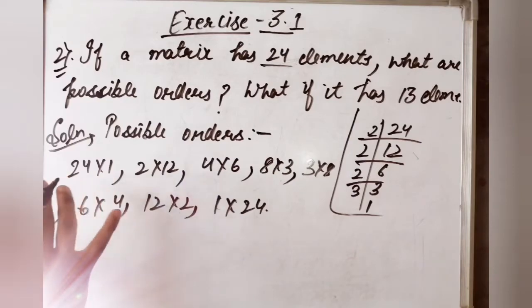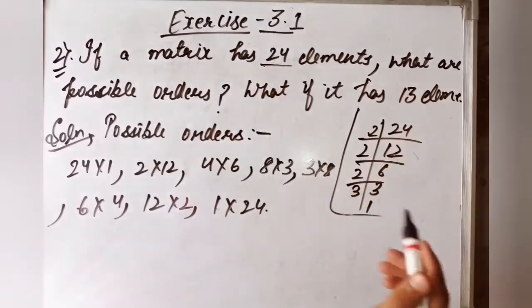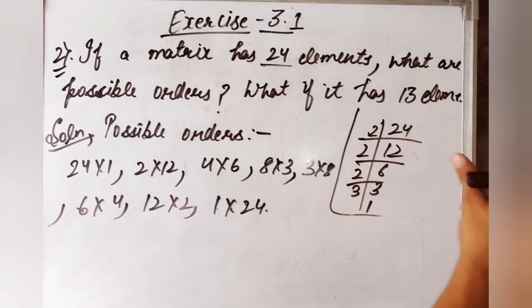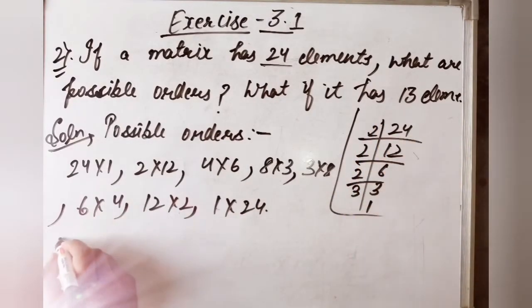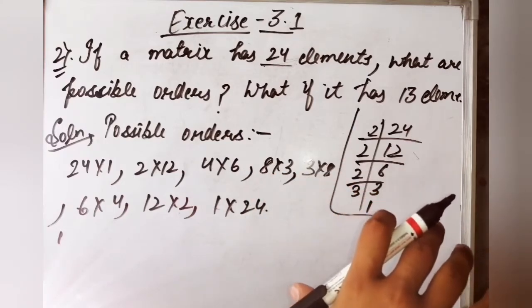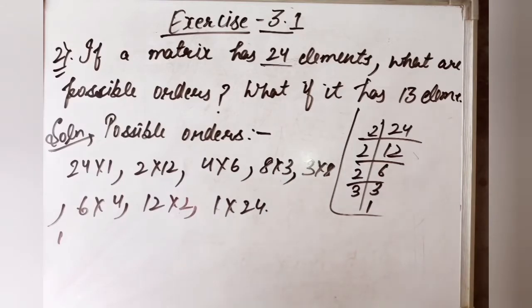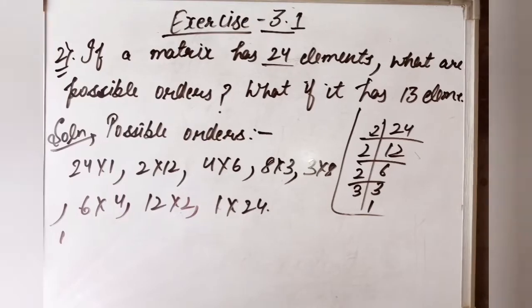These are the possible orders it can have. The number of elements are 24, and if we have been given 13 elements, think yourself what will be the possible orders of 13 elements, and if you find out, write in the comment section. Okay, now let's have a look at the third question, but before that, pause the video to note it down.